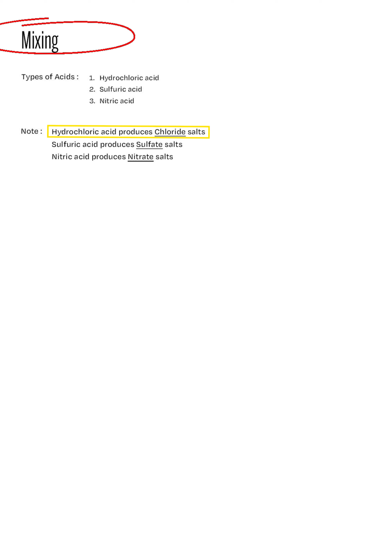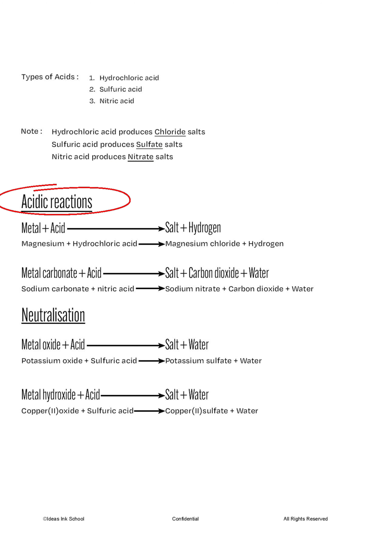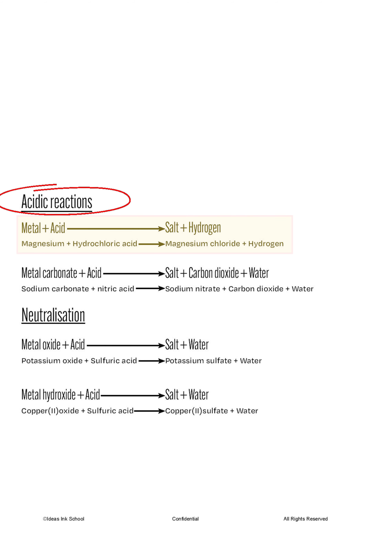For example, hydrochloric acid will produce chloride salts, sulfuric acid will produce sulfate salts, and nitric acid will produce nitrate salts. So here are the 4 acidic reactions. Number 1. When a metal reacts with an acid, a salt and hydrogen gas are produced. For instance, the metal magnesium reacts with hydrochloric acid to produce magnesium chloride and hydrogen gas.